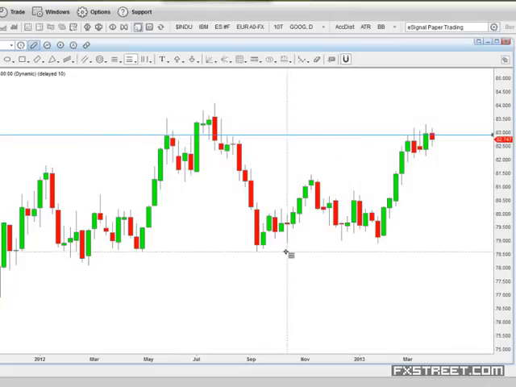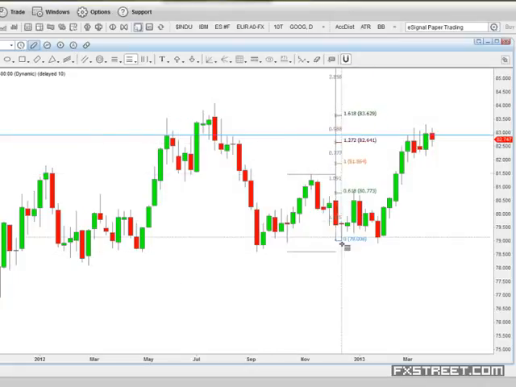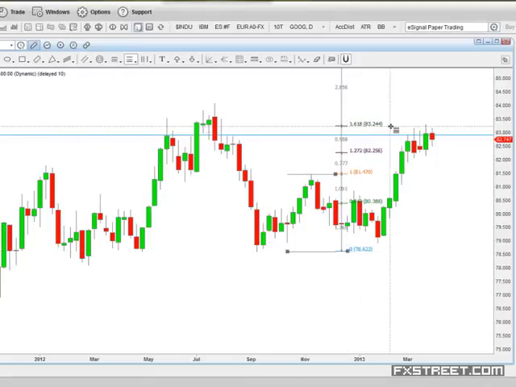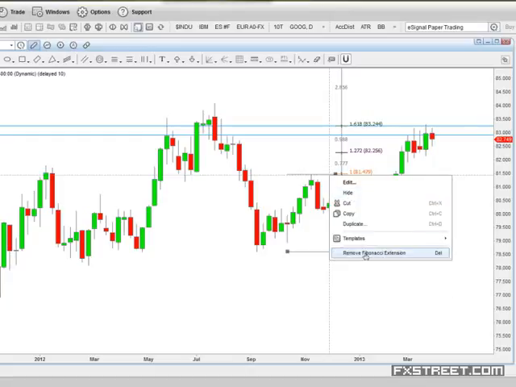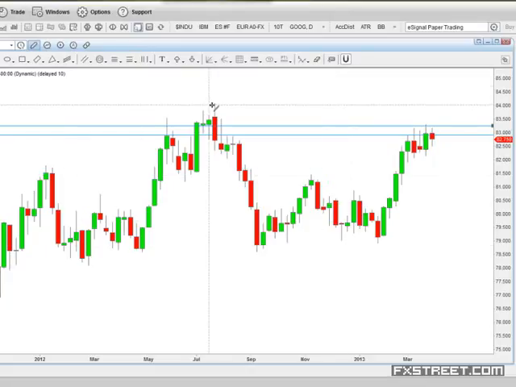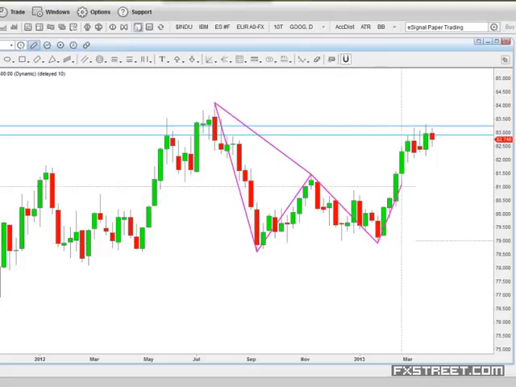We then put our extension tool on, and this is 161.8%, 83.24. It's got a little bit of leeway. It's not perfectly matched with each other, but that has formed a bearish Gartley. So just to quickly show you, this is the symmetrical pattern.